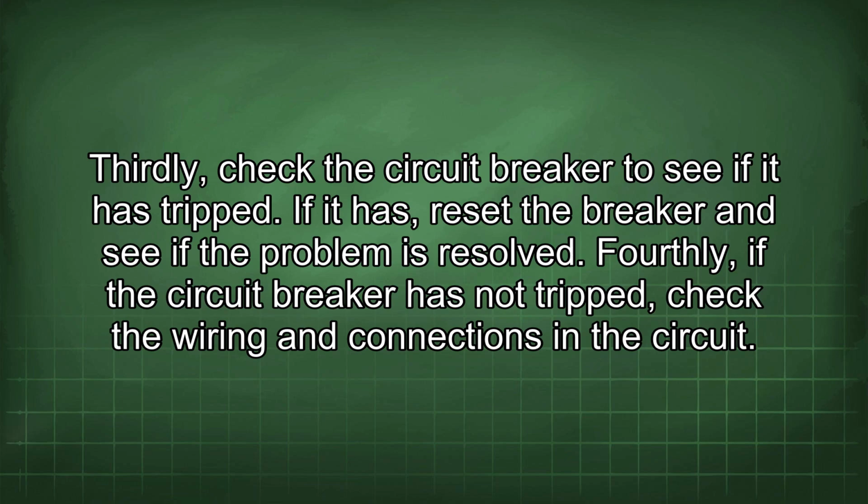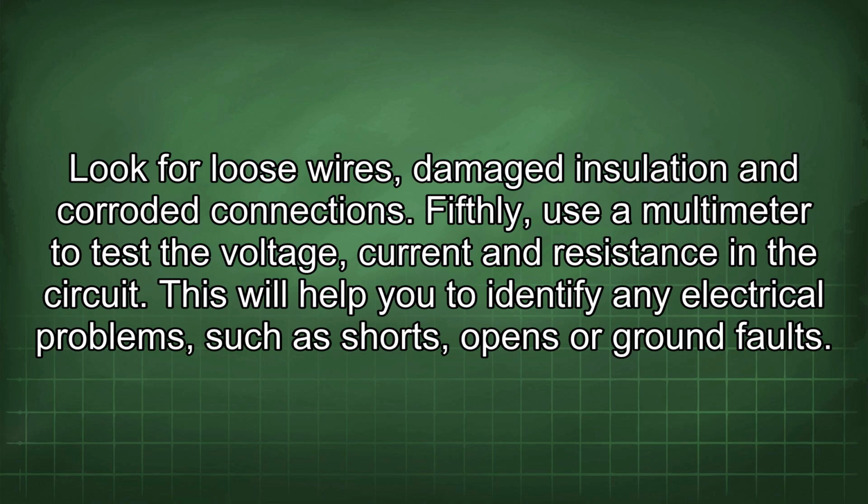Thirdly, check the circuit breaker to see if it has tripped. If it has, reset the breaker and see if the problem is resolved. Fourthly, if the circuit breaker has not tripped, check the wiring and connections in the circuit. Look for loose wires, damaged insulation, and corroded connections. Fifthly, use a multimeter to test the voltage, current, and resistance in the circuit. This will help you to identify any electrical problems such as shorts, opens, or ground faults.